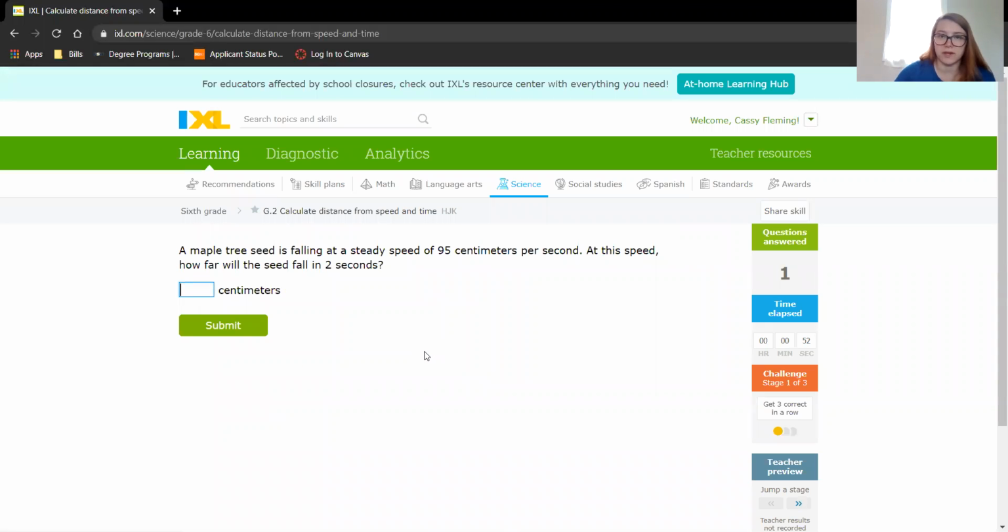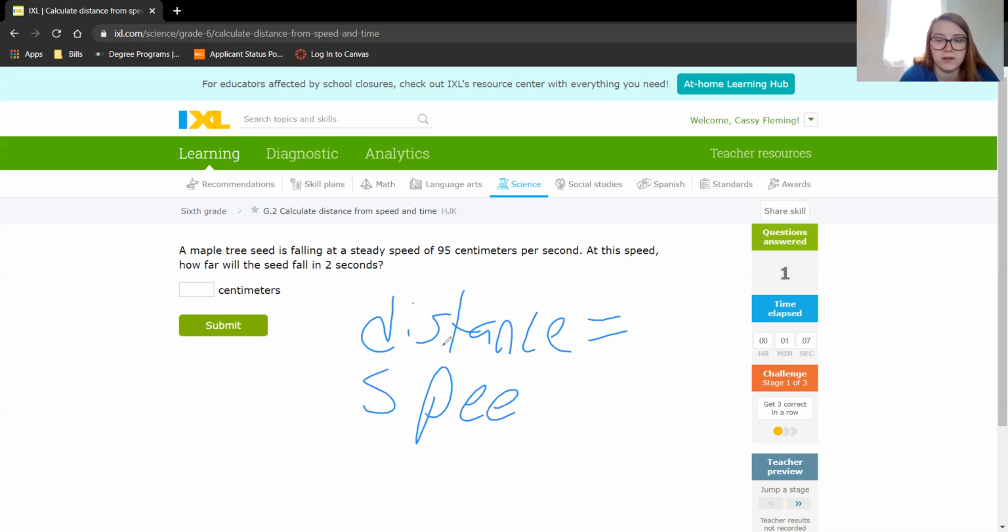So let me get my handy dandy drawing utensil. So distance equals speed times time. So in this problem it says a maple tree seed is falling at a steady speed of 95 centimeters per second. At this speed, how far will the seed fall in 2 seconds?